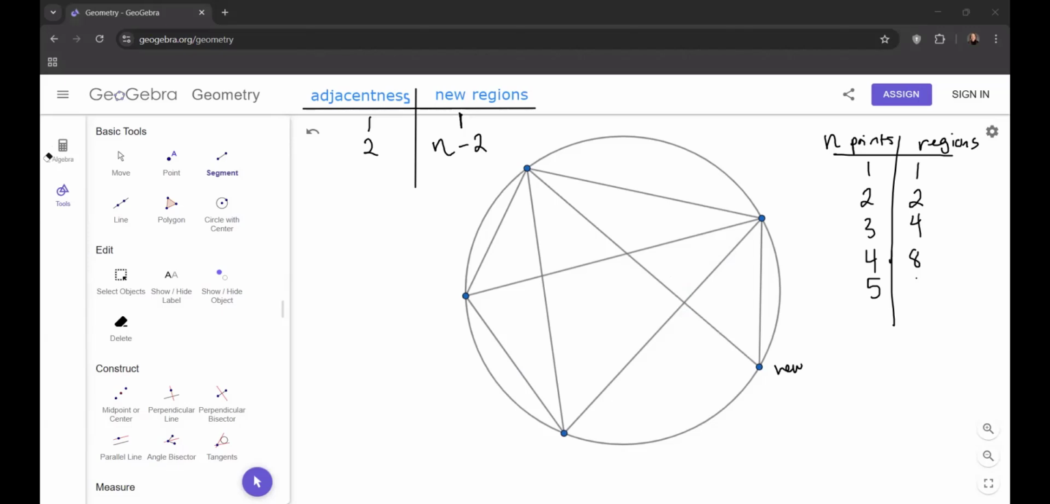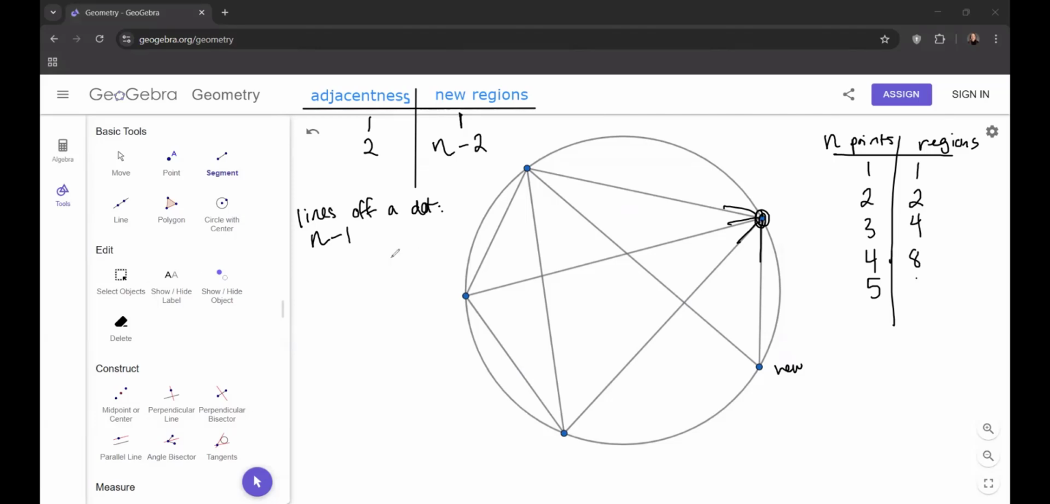But let's try to think about why that would be the case. So if I look here, this point has 4 lines that are coming off of it. And it has 4 lines because it connects to all 4 of the other points. It just can't connect to itself. So the number of lines that extend from a point on our circle is always going to be n minus 1. Because it would be n if it could connect to itself, but that doesn't draw a new line. So it's n minus 1.